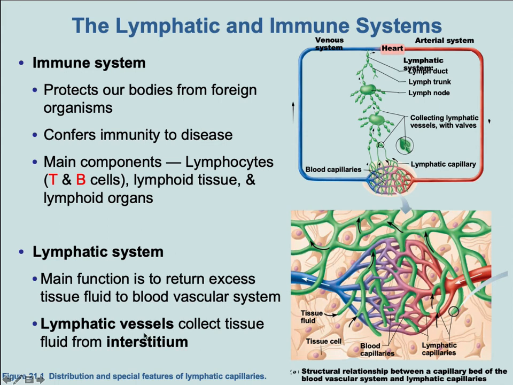Whereas the lymphatic system is comprised of mostly lymphatic vessels that collect excess tissue fluid, the immune system is not as concrete of a system. It is comprised of a collection of immune cells that serve to protect our body from foreign organisms. And these immune cells can be distributed around different places in our body, as we'll see later in this lecture. The main components of the immune system are the lymphocytes, which are B cells and T cells. But it's also comprised of lymphoid tissues and lymphoid organs.